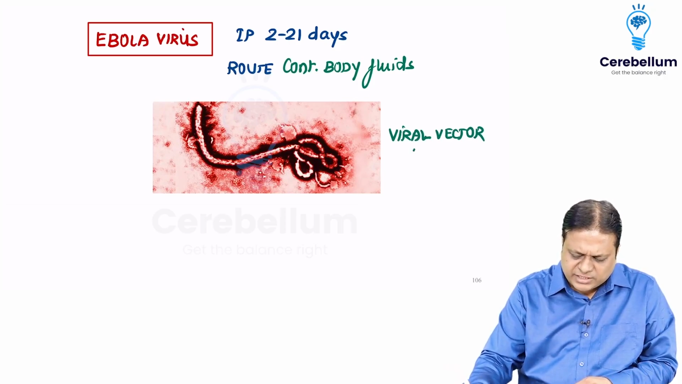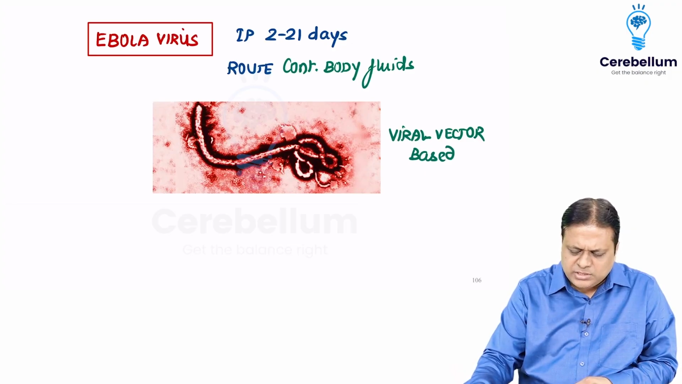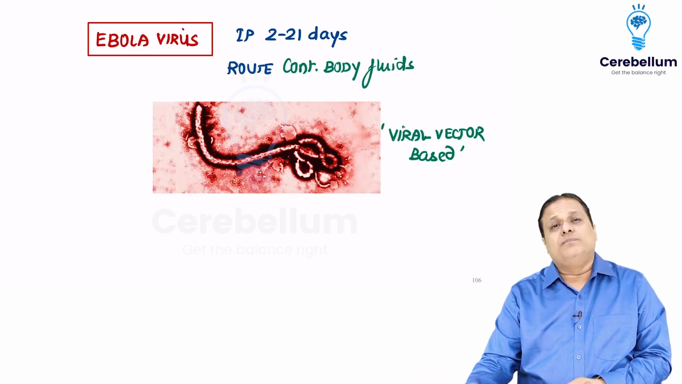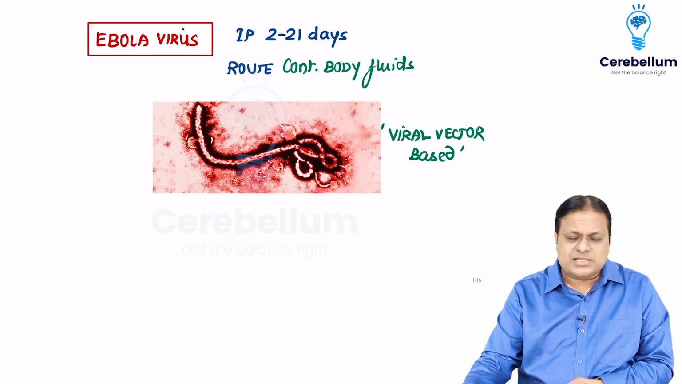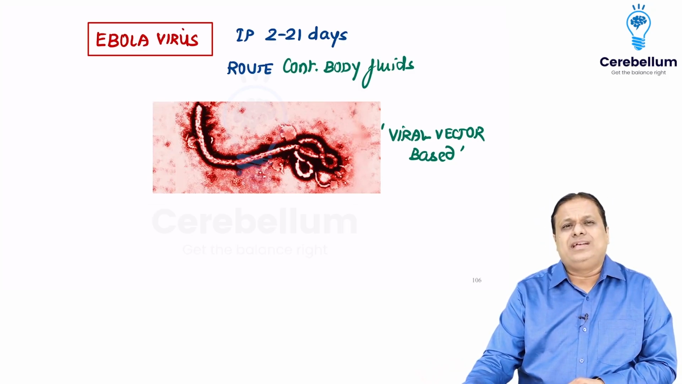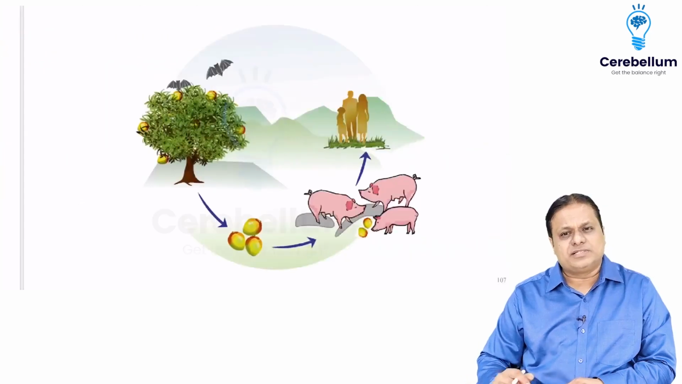First viral vector based vaccine in use is for Ebola virus. This also has been included in category A, bioterrorism agents, viral hemorrhagic fevers.